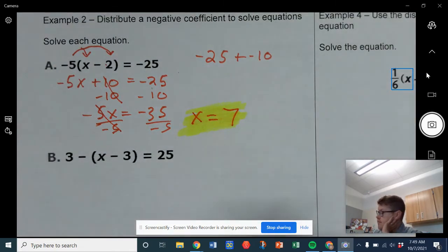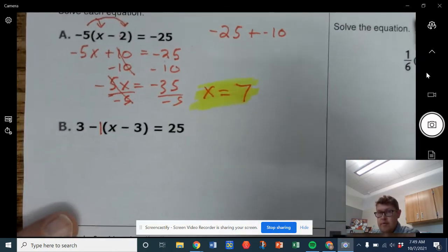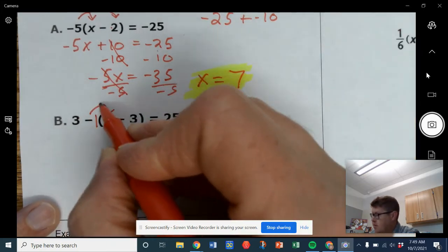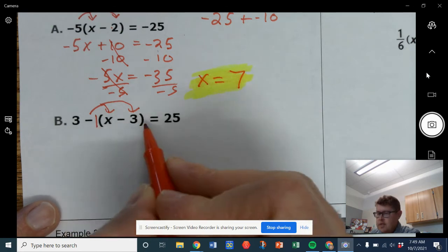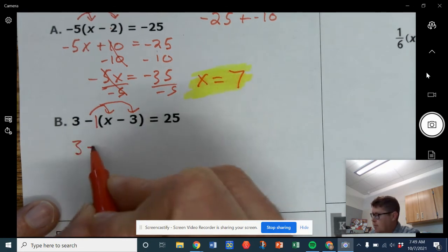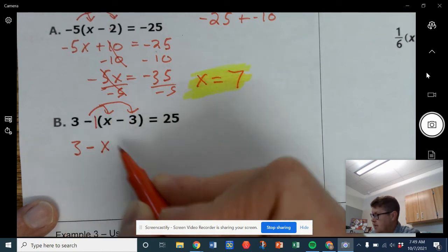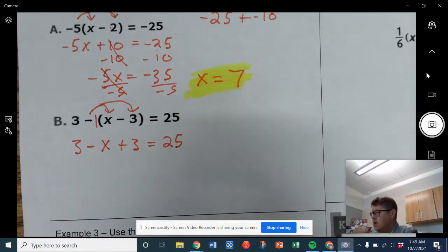Yeah. We have a negative coefficient out here. In fact, it's a negative 1. Right? Just remember, there's not another number out front. It's 1. So you take that negative and multiply it here. All that's going to happen is it's going to change the signs of these, right? So it's 3 minus x, because negative 1 times x just gives you a negative x, and then negative 1 times a negative 3 changes that to a positive, just like so.